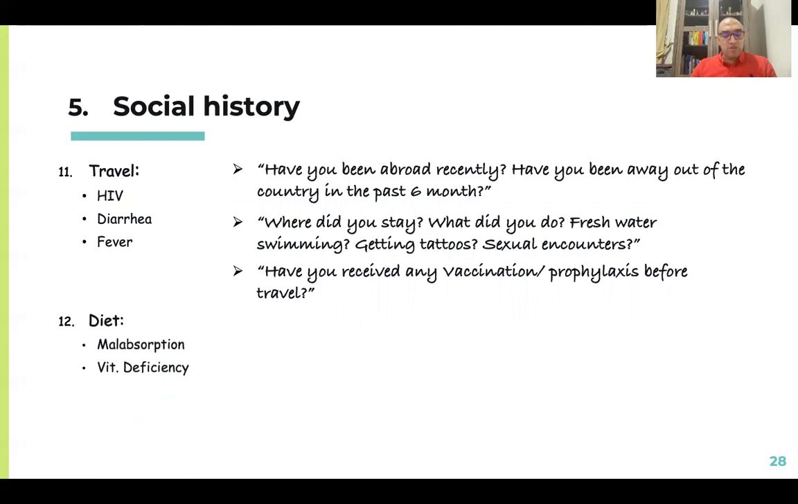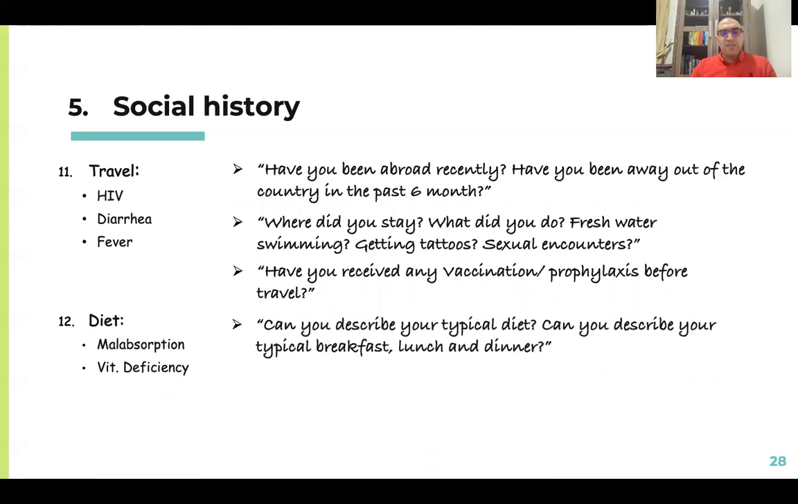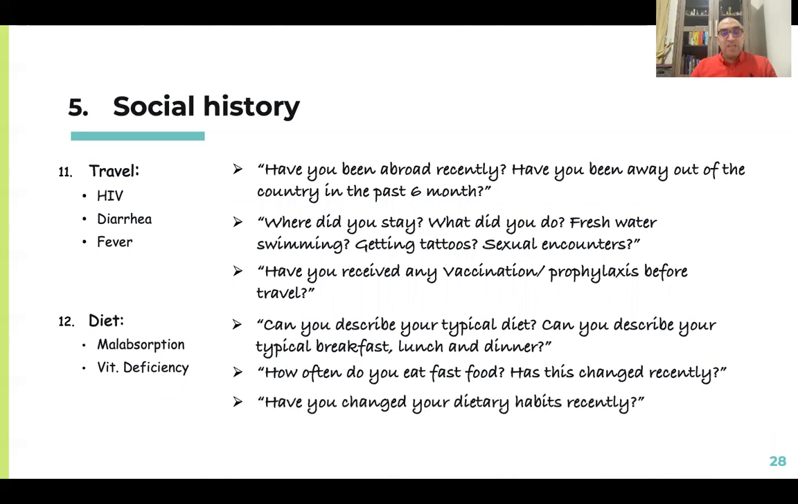For diet history, which is important in malabsorption or vitamin deficiency, can you describe your typical diet? Can you describe your typical breakfast, lunch, and dinner? How often do you eat fast food? And has this changed recently? Have you changed your dietary habits recently?